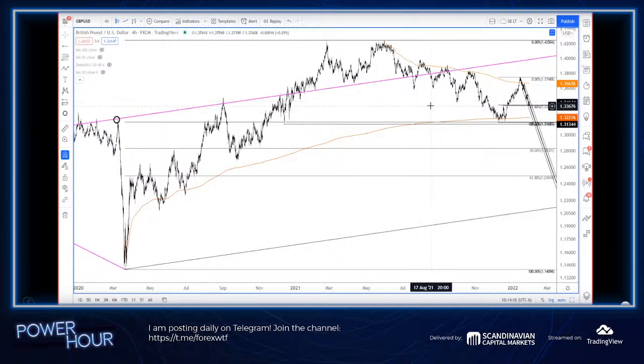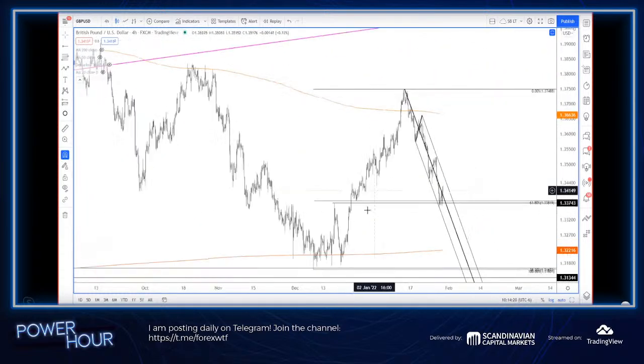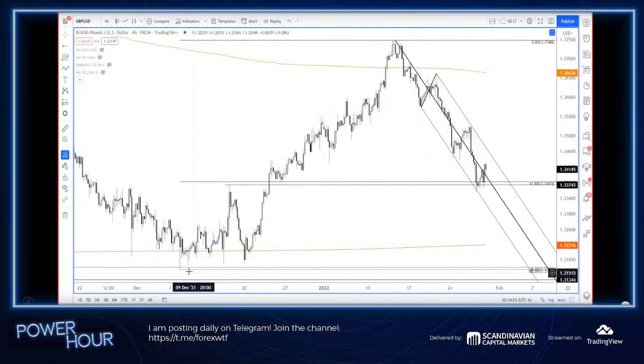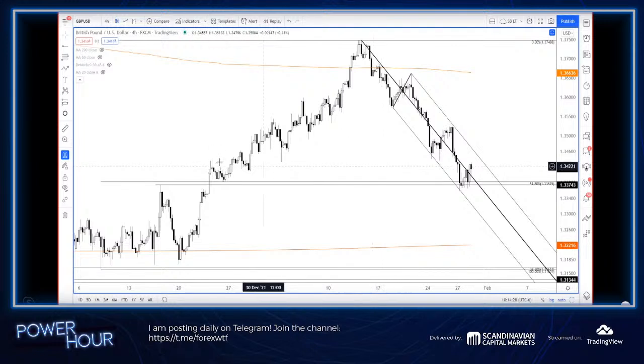Pound's got relative strength, but we hit VWAP back in November and December. We hit VWAP from the March 2020 low, and we held that, okay? All cable's done since then is pulled back to the 618 retrace of that rally, okay? And we have responded to it, right? So this in and of itself is just a trade.